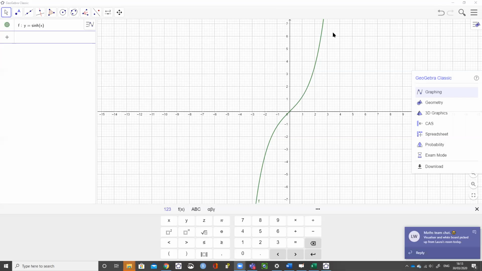Here is our graph of y equals the hyperbolic sine. I've just typed it into GeoGebra, and you can see that, as we suspected, the hyperbolic sine is 0 at the origin, and as we go to the right, as x gets large and positive, the e to the x term dominates. As we go to the left, as x tends to minus infinity, the e to the minus x term is going to dominate, because minus a minus large number is going to be a positive number.